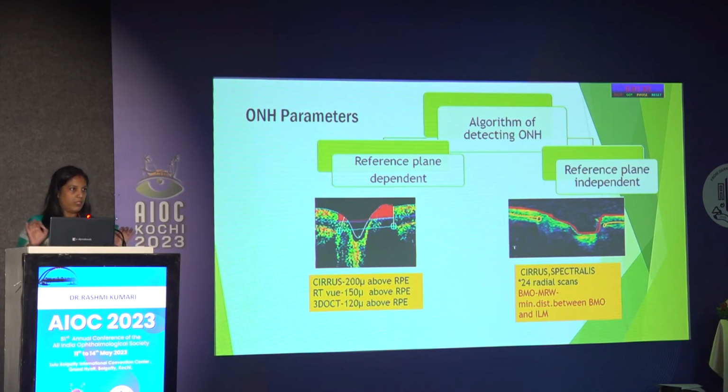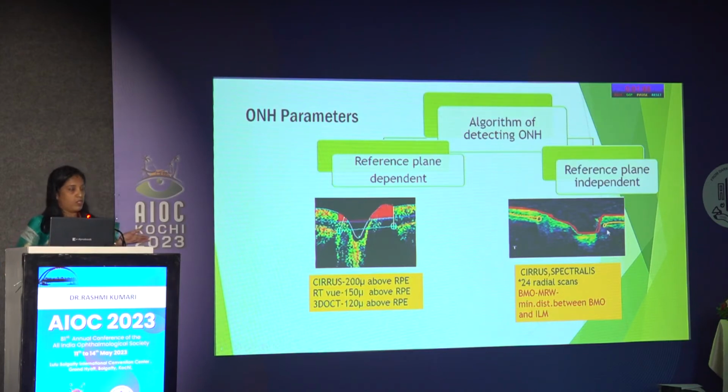So why are these algorithms there in this machine? Basically, how do we get the size of the disc and how do we calculate the size of the cup? Taking the Bruch's membrane opening as one point for the optic disc measurement, and then taking it as a reference plane. Different machines have different cutoff levels above which the cup values are calculated. Cirrus has 200 microns above the RP, RT has 150 microns, and 3D OCT has 120 microns.